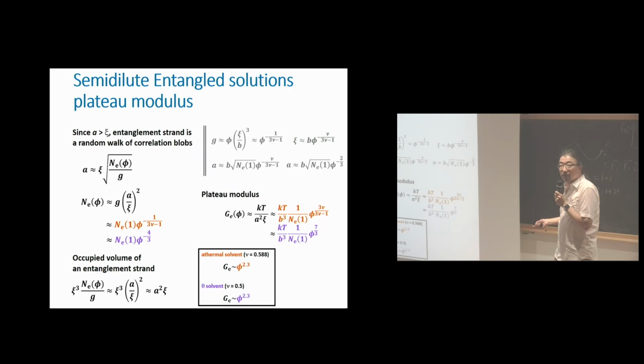In fact, you have the distance between two entanglements A, but in this volume A cubed there are 20 chains. So the volume per elastically active strand is a little bit smaller than that. Okay, so that gives you this difference. Okay, it's clear. Other questions? It's okay.